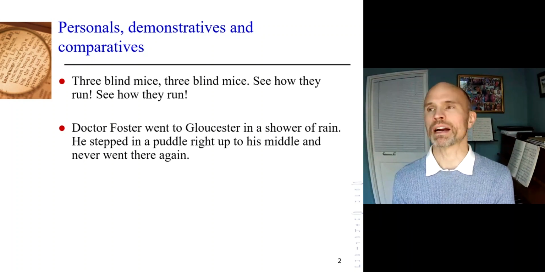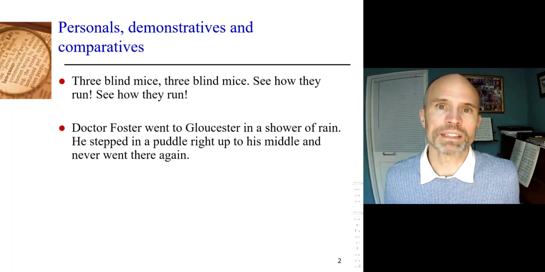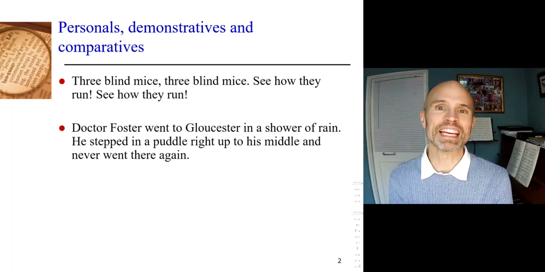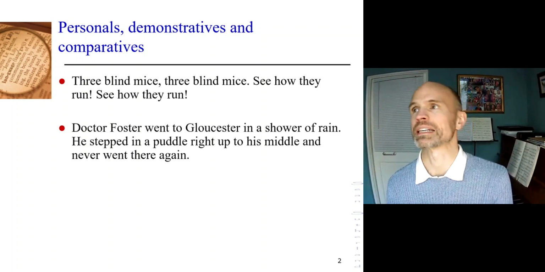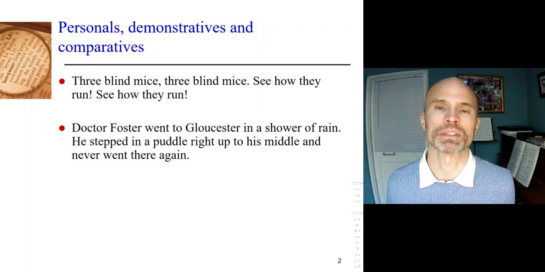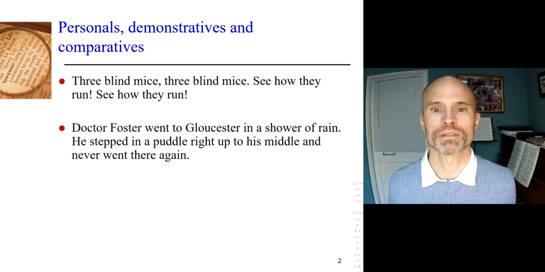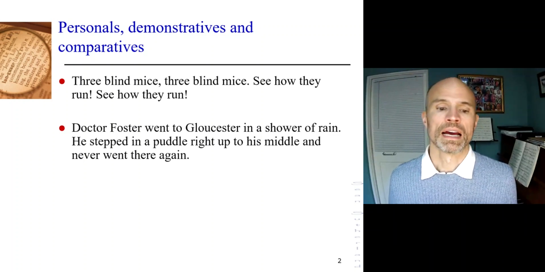So demonstrative reference is a kind of verbal pointing. We use words like here and there to point at things. And there's more information coming. These are just the initial examples. Personal reference: they, he. Demonstrative reference: there.